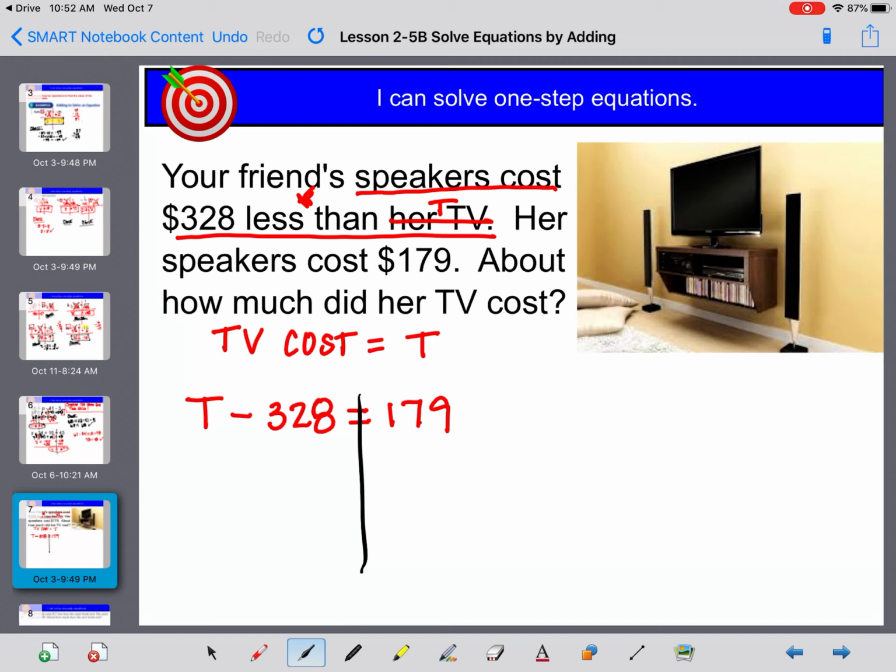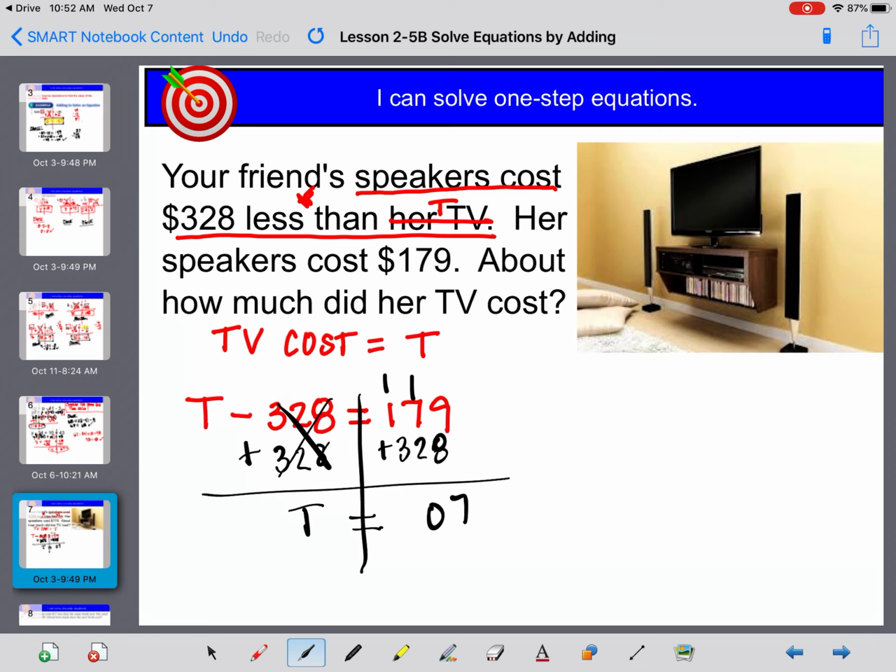Now, I want to figure out how much her TV cost. I see it's T minus 328, so I'm going to add 328 to both sides by using inverse operations. This equals 0, and T is remaining on the left. 9 plus 8 is 17. 7 plus 2 plus 1 is 10. Carry the 1. $507. Before I can say for sure that that TV is $507, I am going to check my work.